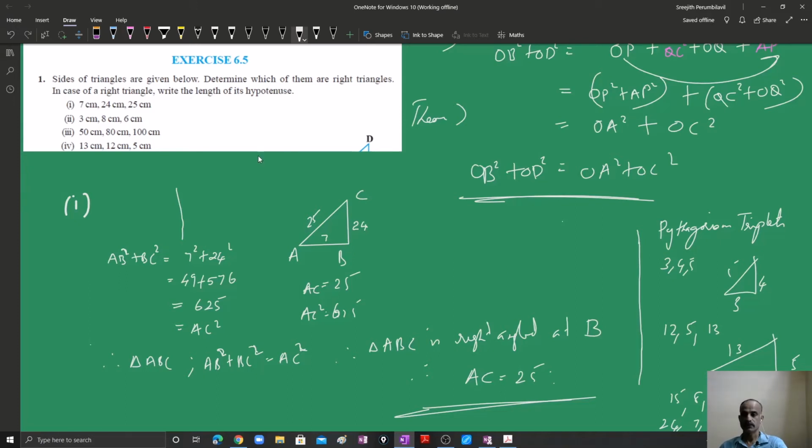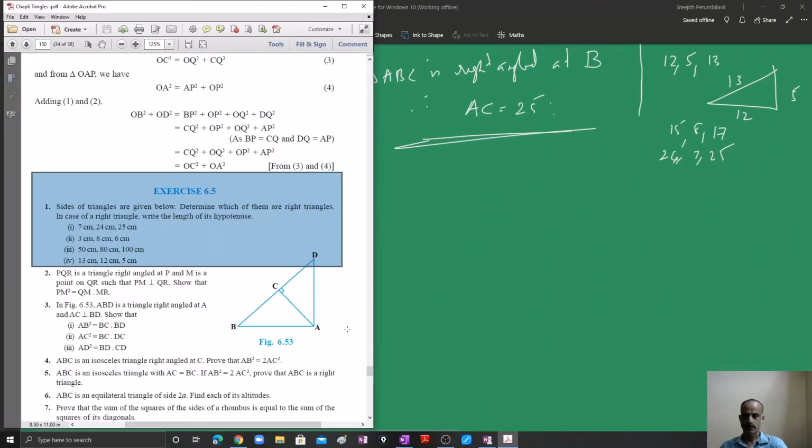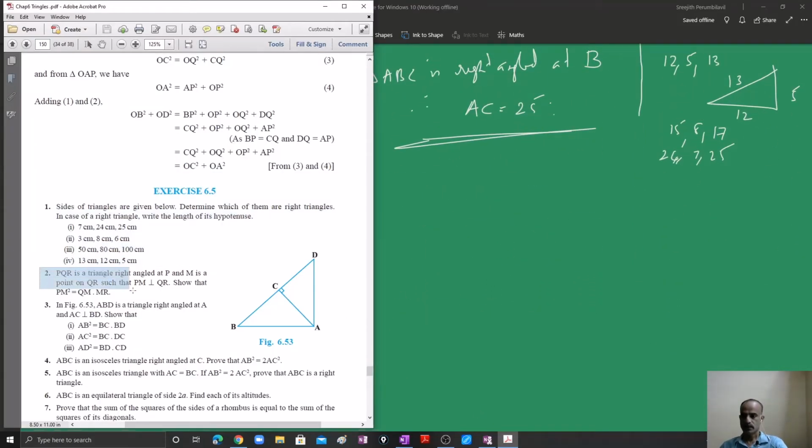So this is the method of doing the first question. You can try, this is not a board question, no one will ask you this for board, right? You can do it on your own. Question number 2.